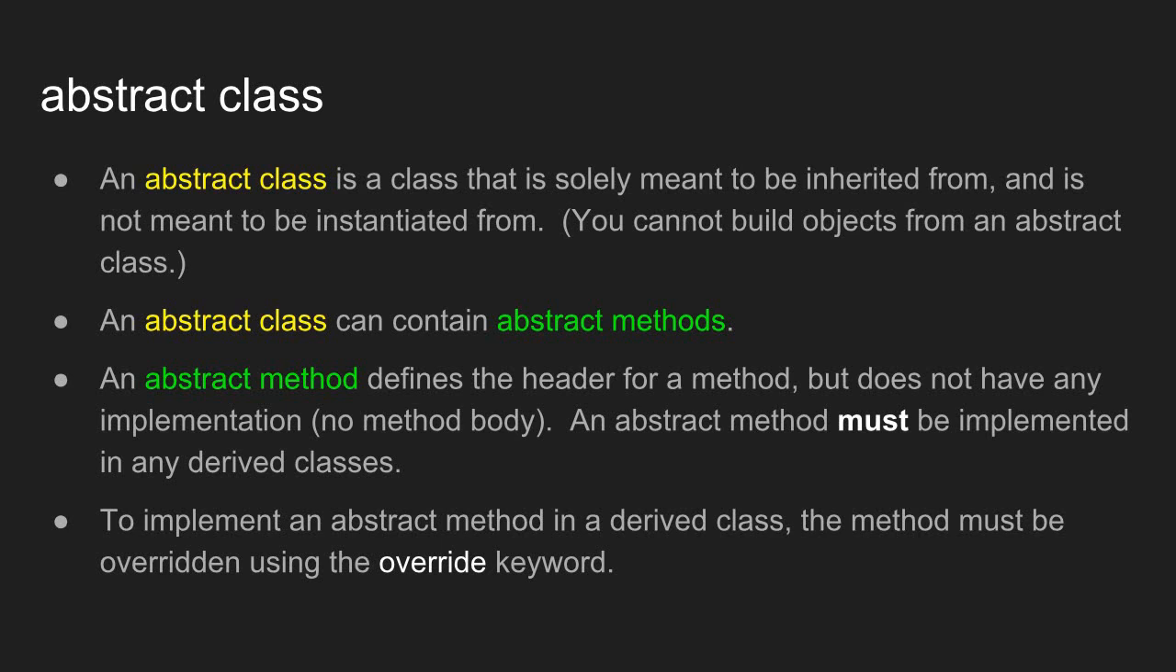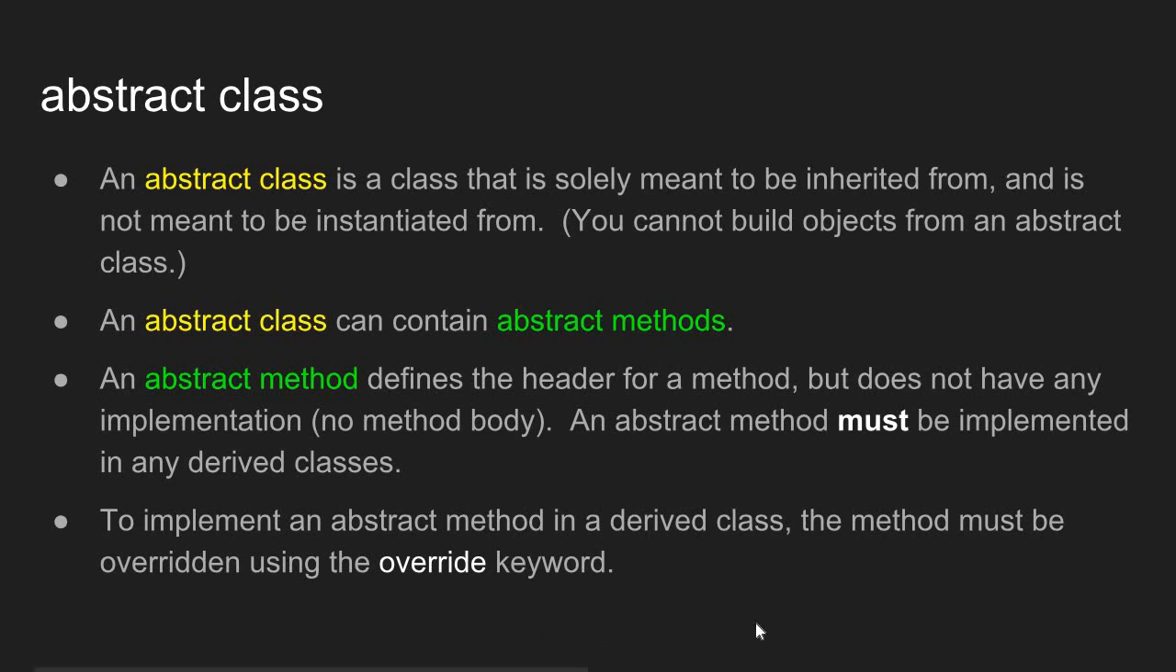Abstract classes can contain abstract methods. An abstract method defines the header for a method, but you do not implement the body of an abstract method. Abstract methods must be implemented in any derived classes. So if you think of an abstract class as a template, an abstract method is the template for a method that needs to be implemented in any derived classes.